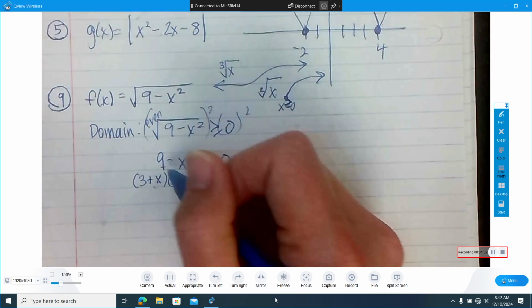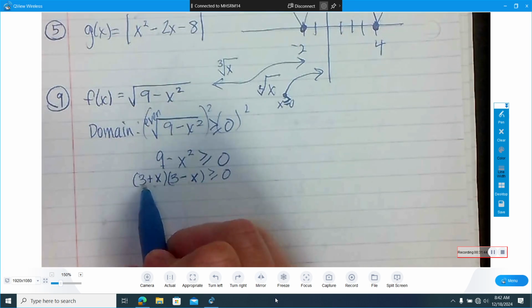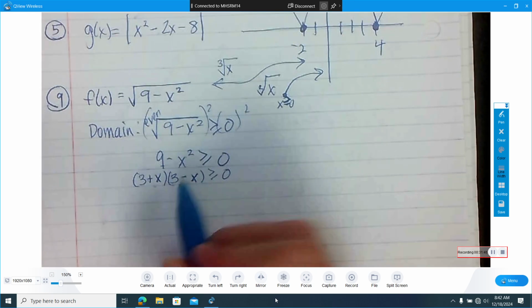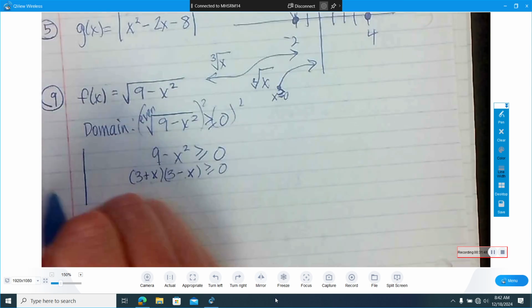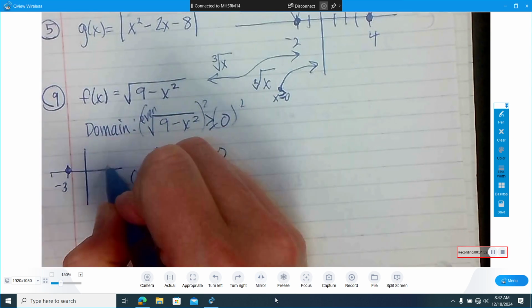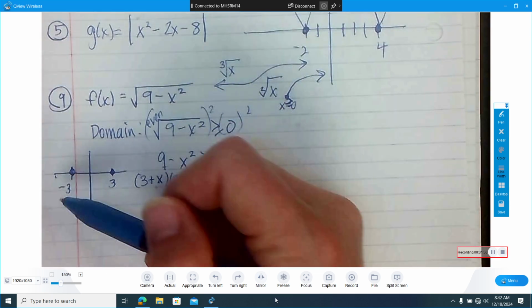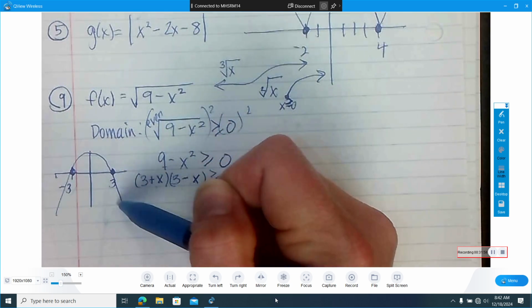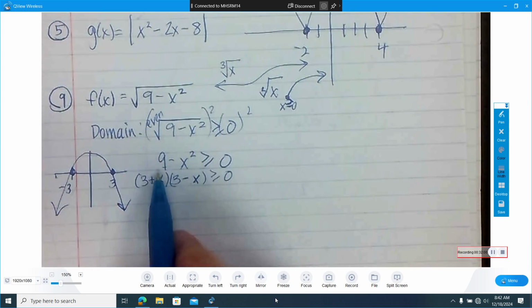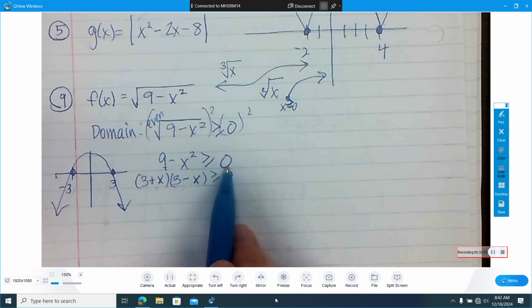Down parabola, yeah. It's got negative x squared, so it's a down parabola. And it has intercepts at negative 3 and positive 3. So what's happening here is we have an easy curve at negative 3 and positive 3. And we know that it's going downward. And so this is asking the question, hey, where is this parabola greater than or equal to 0?